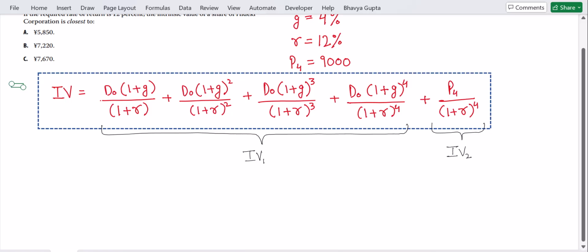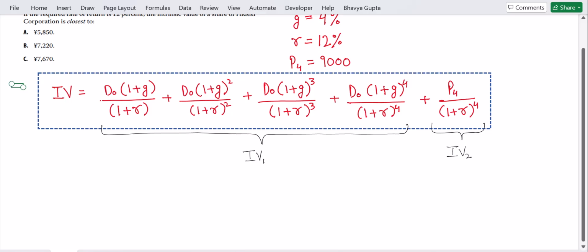So the first year is discounted by the factor (1 plus r). The second year will be discounted by (1 plus r) squared. The third year will be discounted by the factor (1 plus r) cubed and so on. Now, at the end of the 4th year, we will receive two benefits. One will be the dividend, which will be D0 times (1 plus g) raised to the power 4. And the second benefit will be the price we will get at the end of the 4th year.